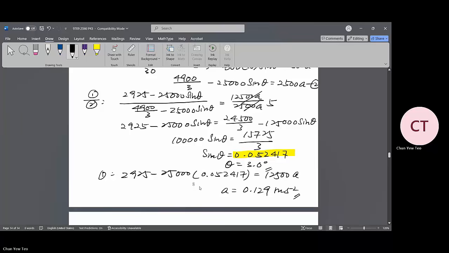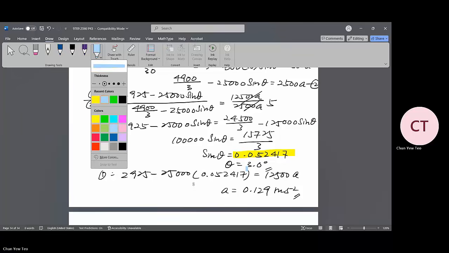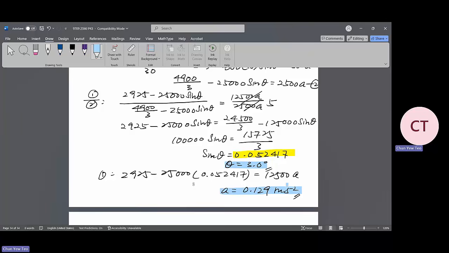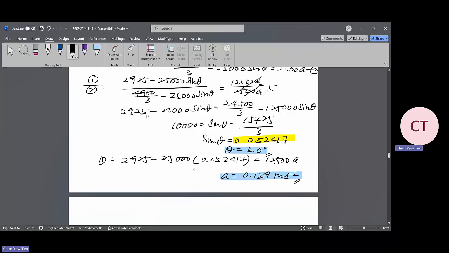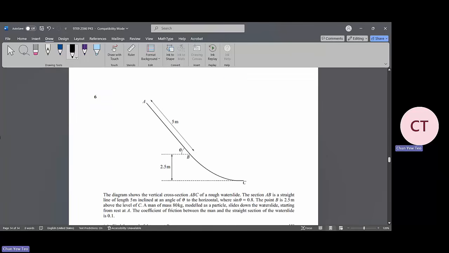Okay. So we have found the theta and the accelerations. That is the answer that we want. Okay, so this is the answer for the question number 5B. Move on, we have question number 6.